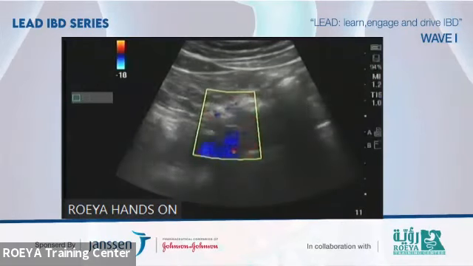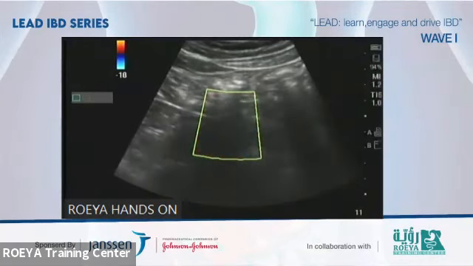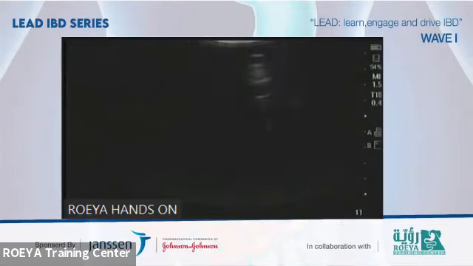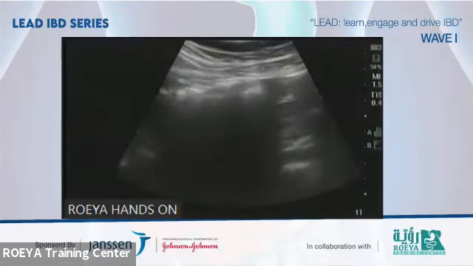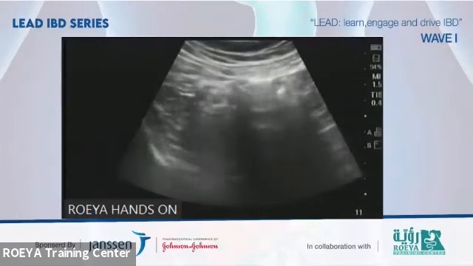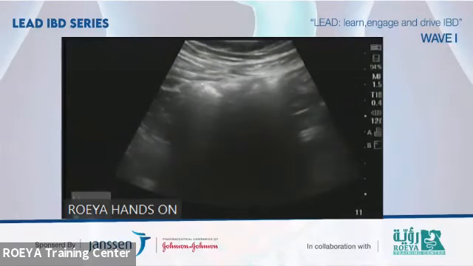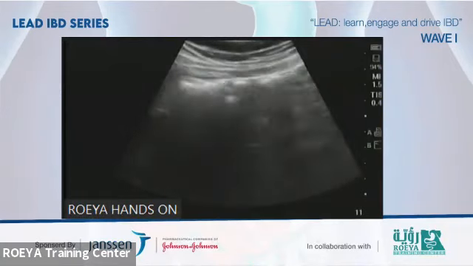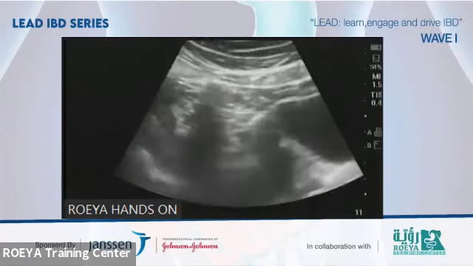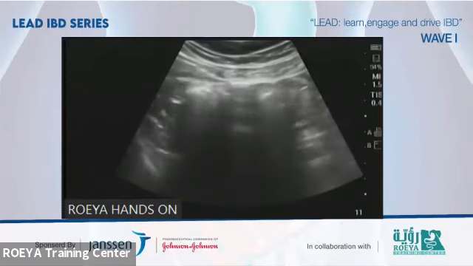So we are going to search for the ascending colon on the right side. Here we can see the ascending colon. That's the ascending colon. We go downwards till we localize the cecum.